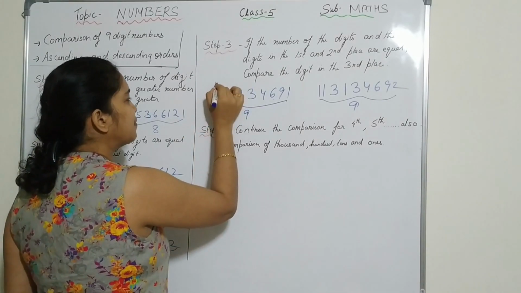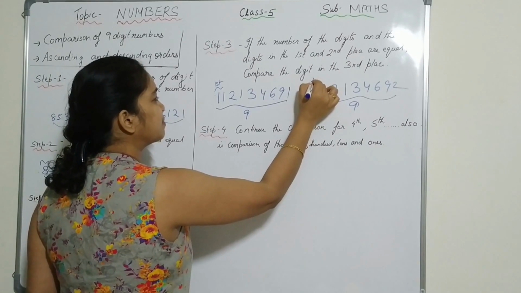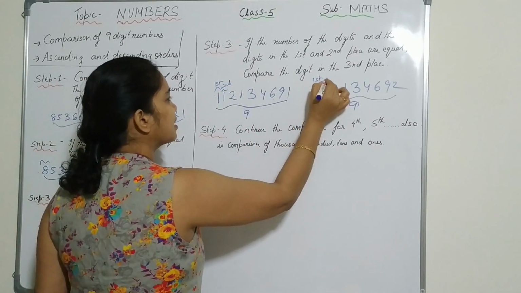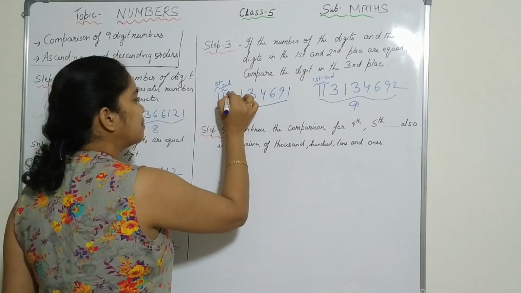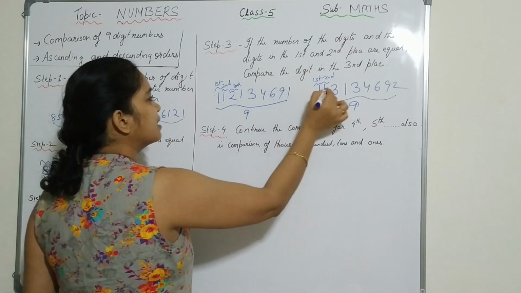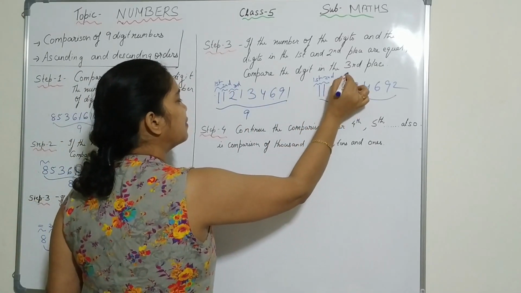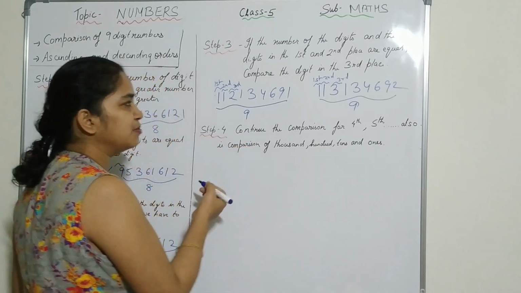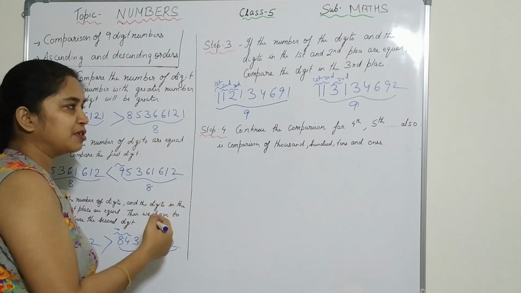This is the first place, it is same. This is the second place, and this is the second place, it is also same. Now compare the third place. Yes, the third place, it is 2, and here it is 3. So which number is greater? Naturally the 3 is greater than 2, as 3 comes after 2.